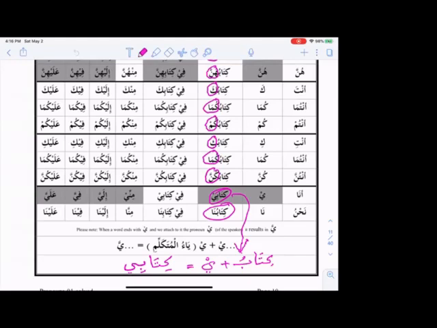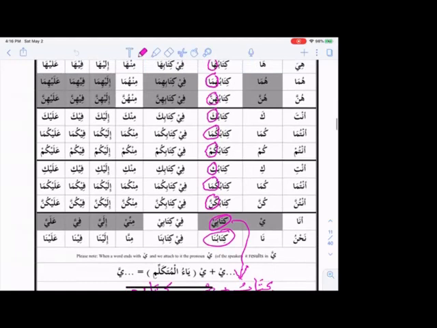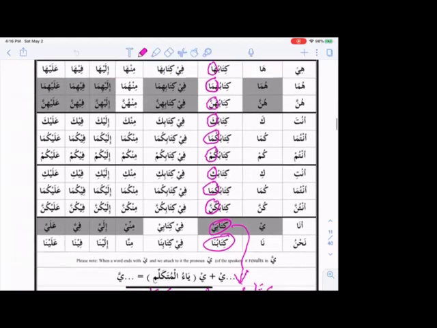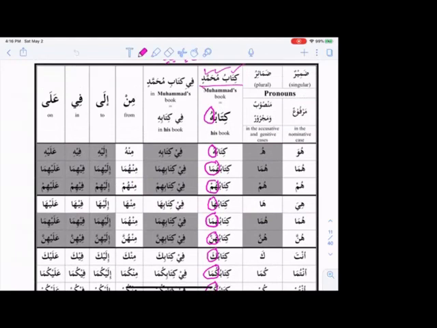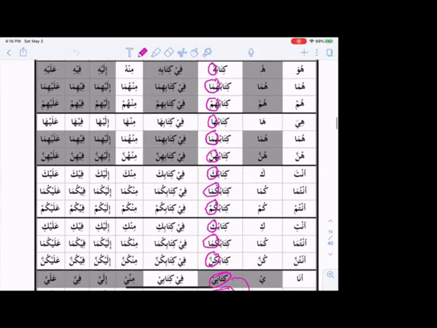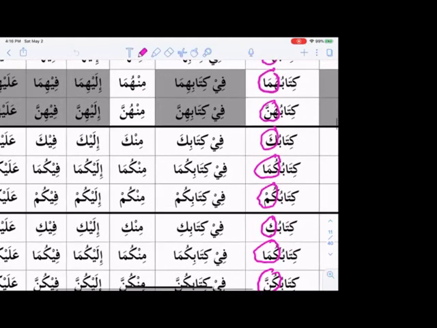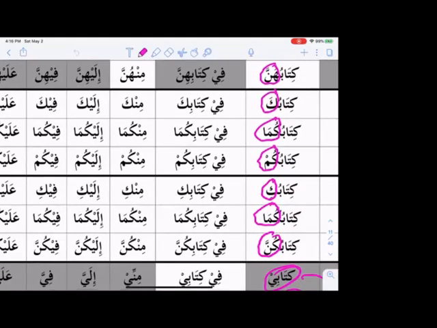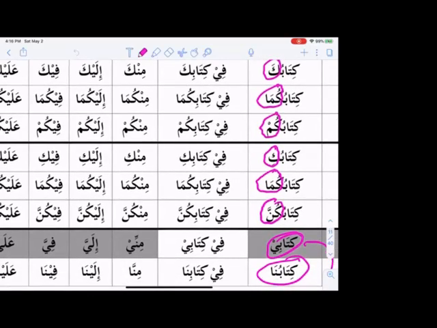Are you with me? So now, my brothers and sisters, all the exercises are here, okay? Min, okay? And then ila, fi. Okay, so minhu, minhuma, minhum, minha, minhuma, minhunna, minka, minkuma, minkum, minki, minkuma, minkunna, and then minni, minna.